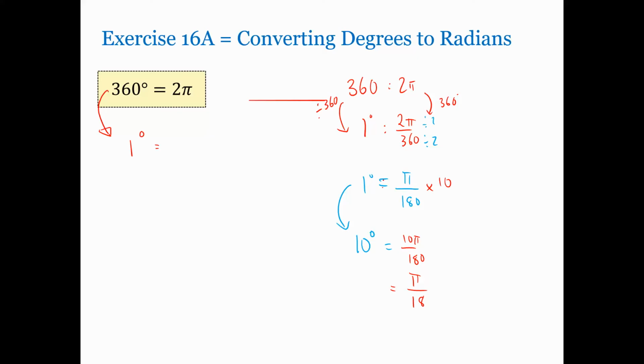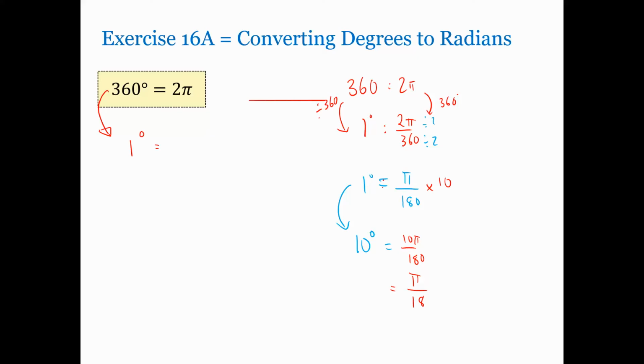So when they say convert degrees to radians, I've just done that. I've just done 10 degrees. How do I change it to radians? I just did times by pi on 180. I did 10 degrees times pi on 180. That gave me pi on 18. So pi on 18 is my distance.